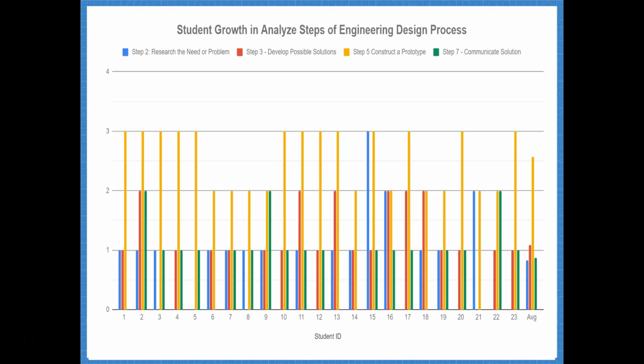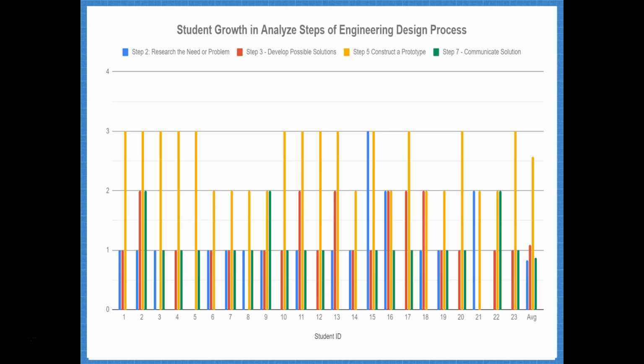In step 2, researching the need or problem, students showed a 20% growth. In step 3, developing possible solutions, students showed 27.5% growth on average. In step 5, constructing a prototype, students showed a growth of 65% on average. And lastly, to communicate solutions, students showed an average growth of 22.5% on that 4-point rubric.